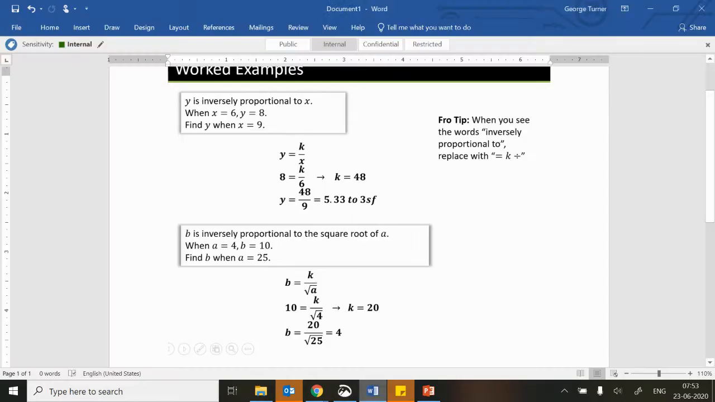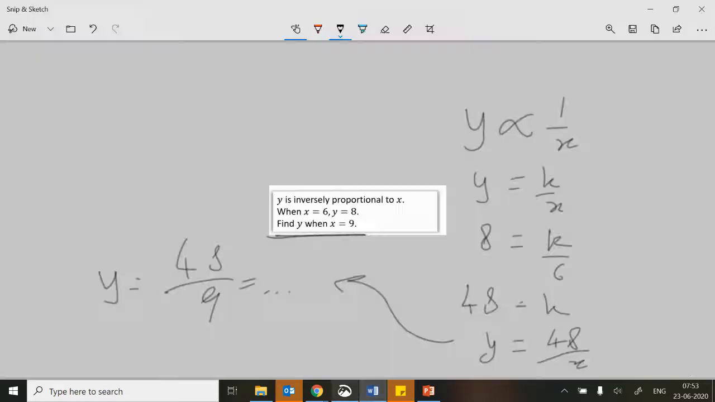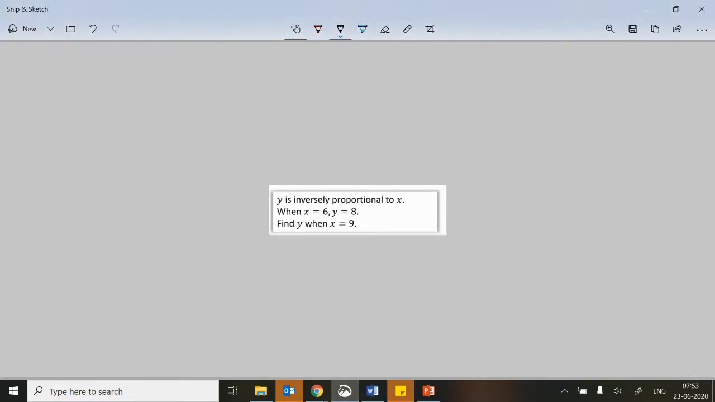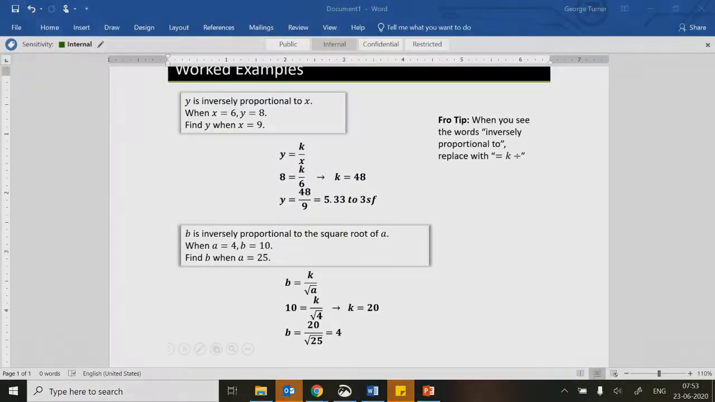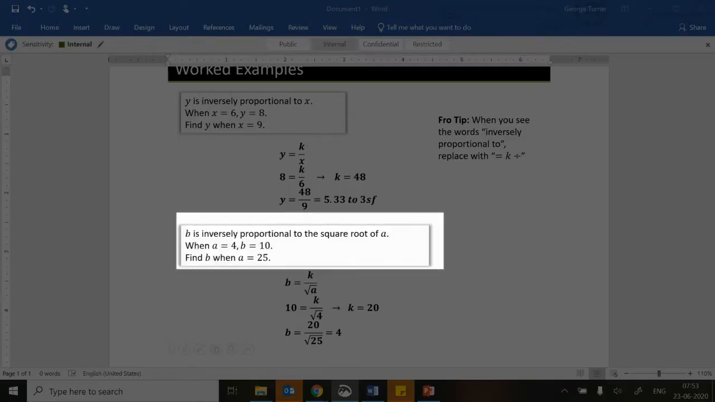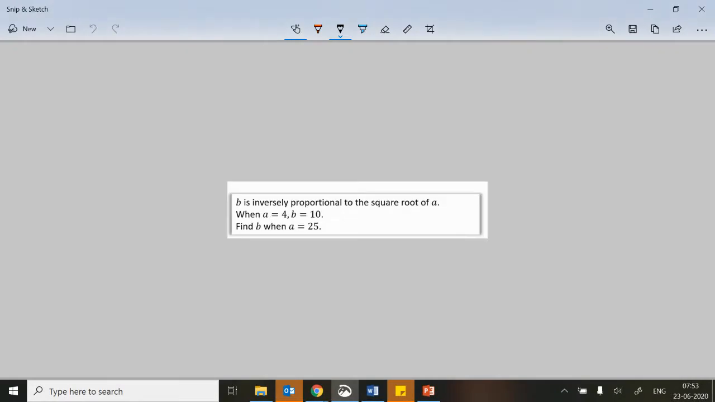So let's look at the second of these questions. We're just talking about how this works, the structure of these questions at the moment, not the practical applied version of this. So b is inversely proportional to the square of a. So we're going to say inversely proportional to the square root of a. Sorry, square root of a. And then we've got b equals k over square root of a.